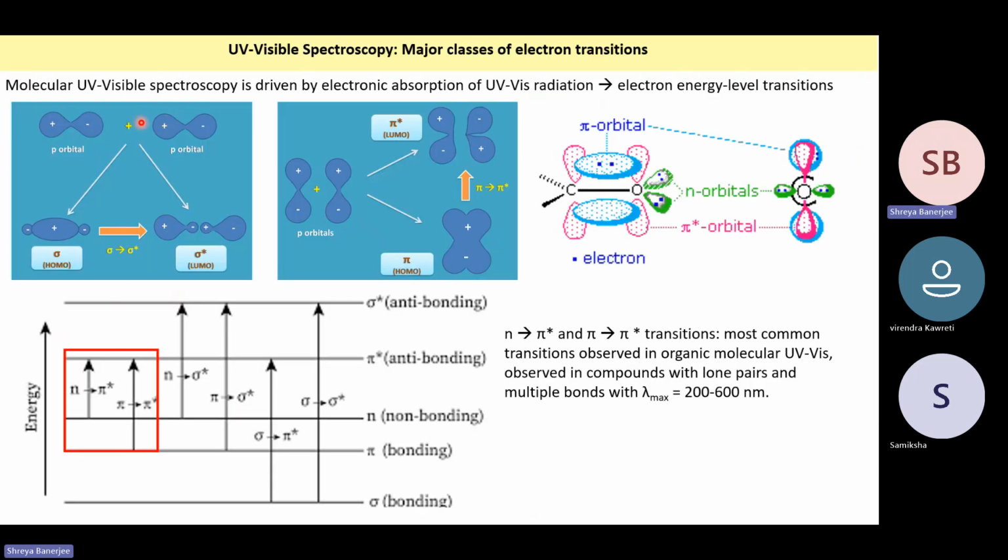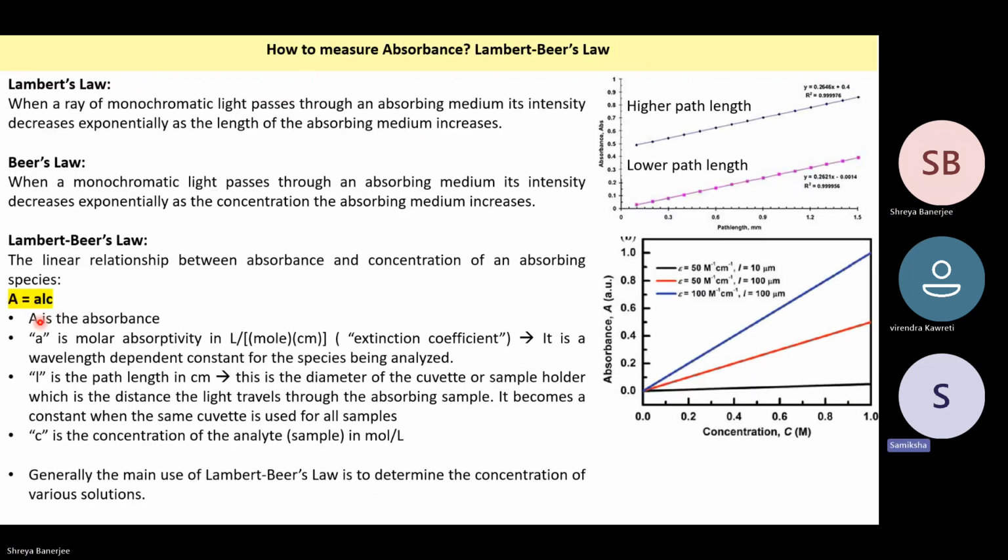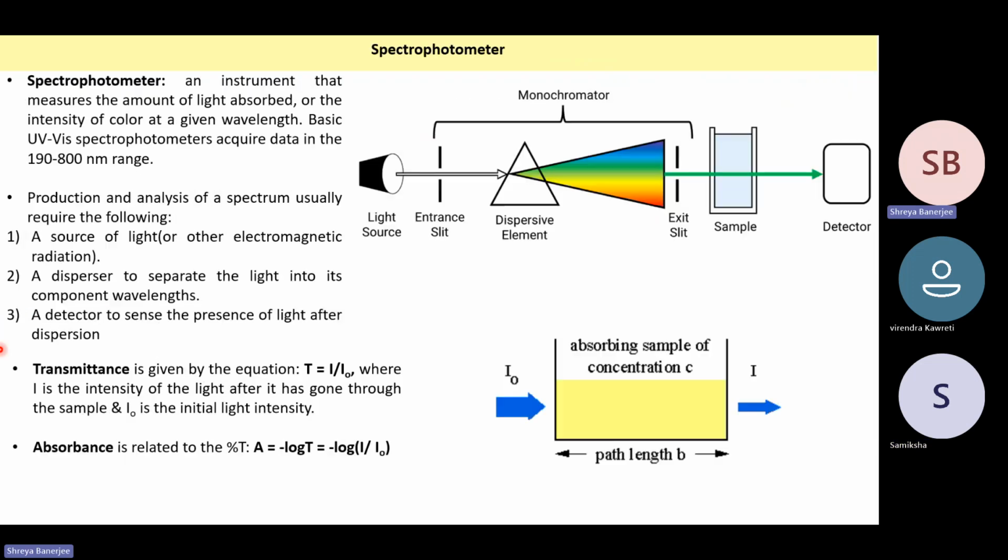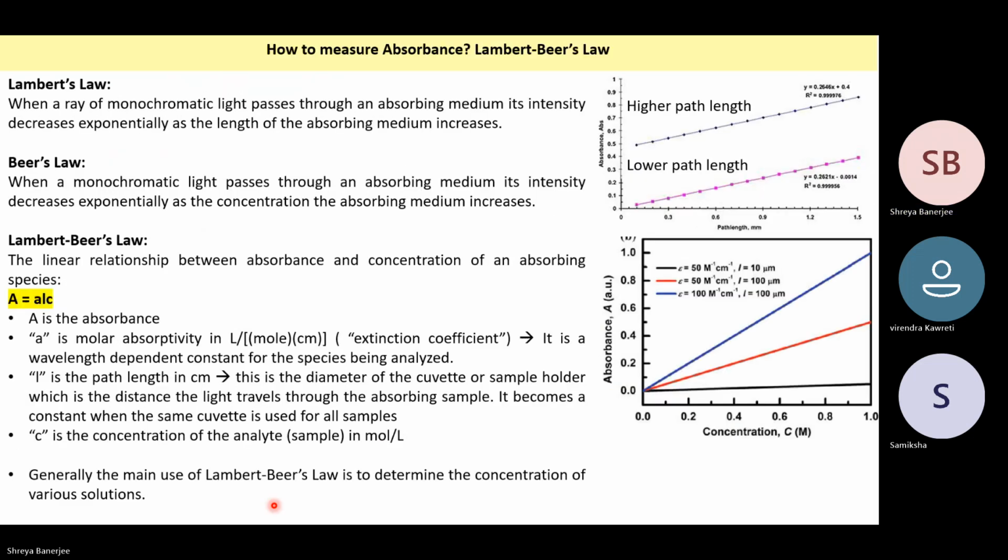So now we will go into UV-visible spectroscopy. How will we determine that absorbance? We have to measure it, no? See, absorbance you will measure by this formula. The intensity of the initial light you can measure, and the intensity of the final light you can measure. So absorbance is an experimentally measured quantity.